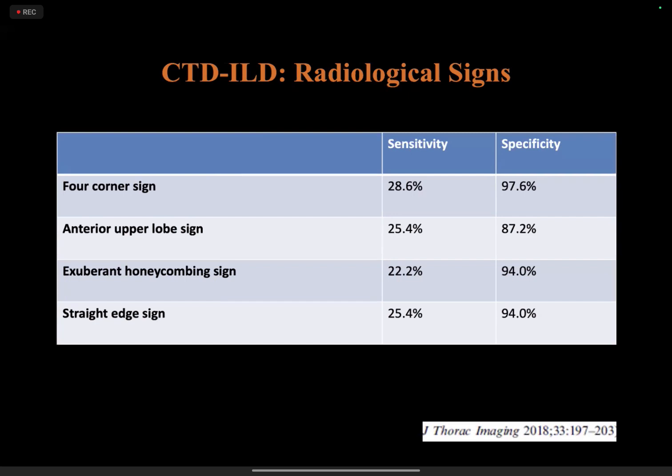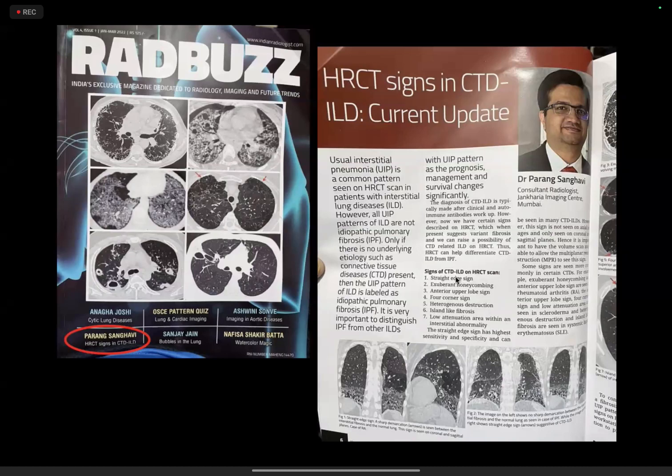A number of papers also retrospectively tried to see how good these signs are. And what they found is that while the sensitivity is pretty low, meaning that not every CTD ILD is going to show these signs, the specificity is very good, over 90% for most of the signs. So if the signs are present, you are more likely to be right to call this a CTD ILD, and it will turn out to be CTD ILD than not. And this is what I described in the red bars also. You can refer to that.